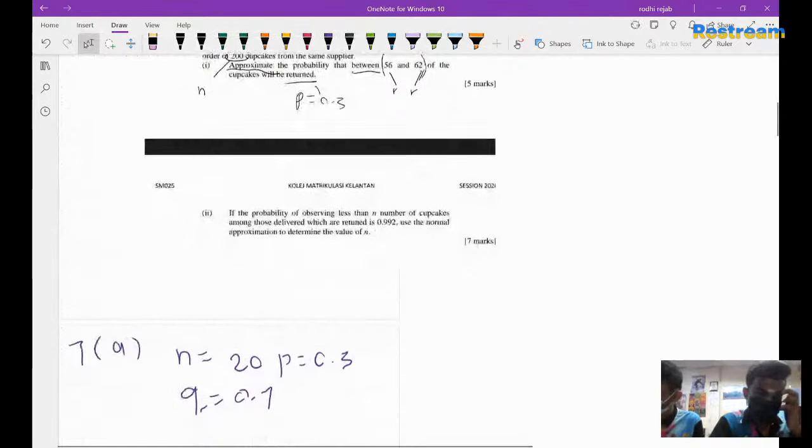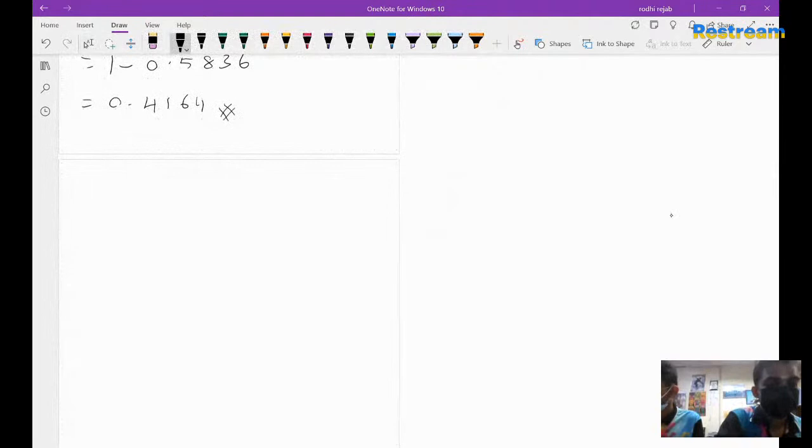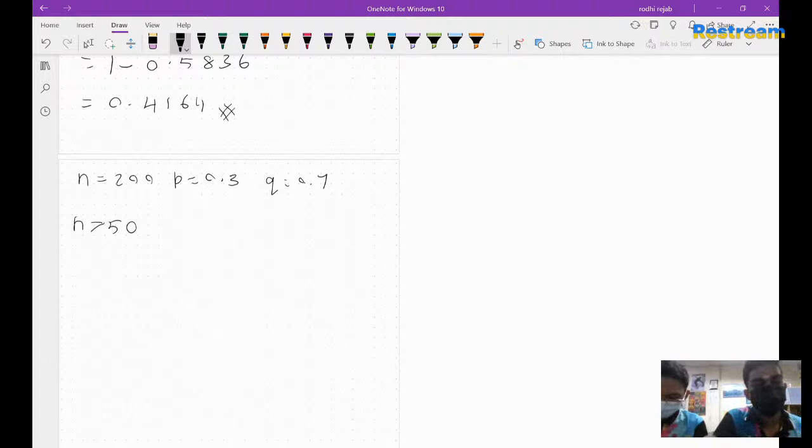All right, so now we can answer question 7b, but there's a small problem. At first glance we have our n is 200, our p is 0.3, our q is 0.7. At first glance this may seem like binomial, but you're wrong because our n is more than 50. When your n is more than 50, binomial won't work. You have to do continuity correction and change it into normal.